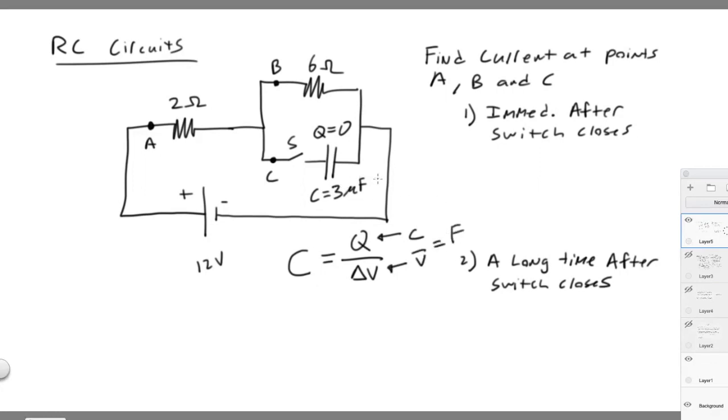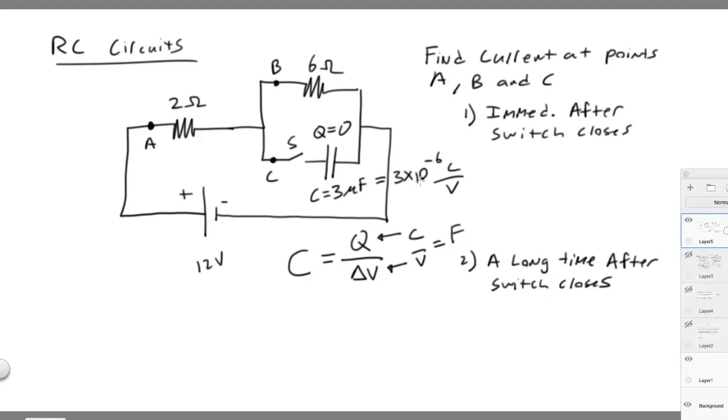So for example, 3 microfarads, that's 3 times 10 to the negative 6 coulombs per volt, which means if you have a potential difference of 1 volt across this capacitor, you're going to have 3 times 10 to the negative 6 coulombs. If you have 2 volts across this capacitor, it's going to be double this value. You would have 6 times 10 to the negative 6 coulombs on that capacitor.